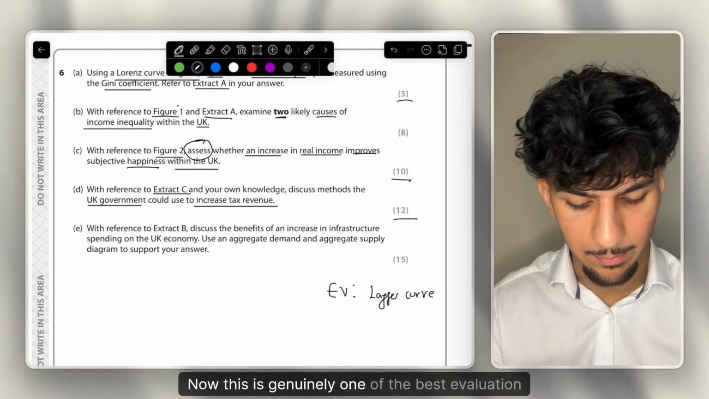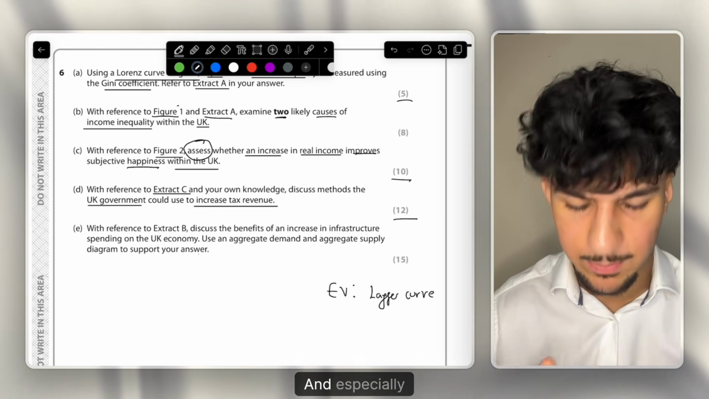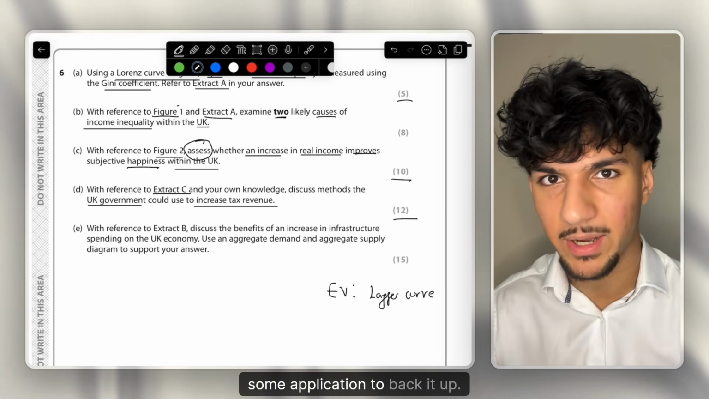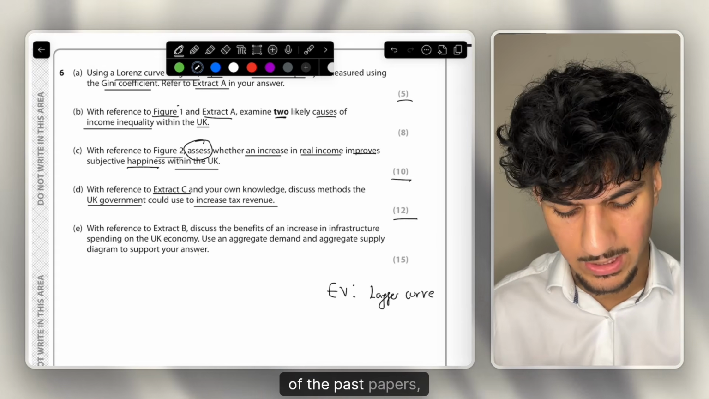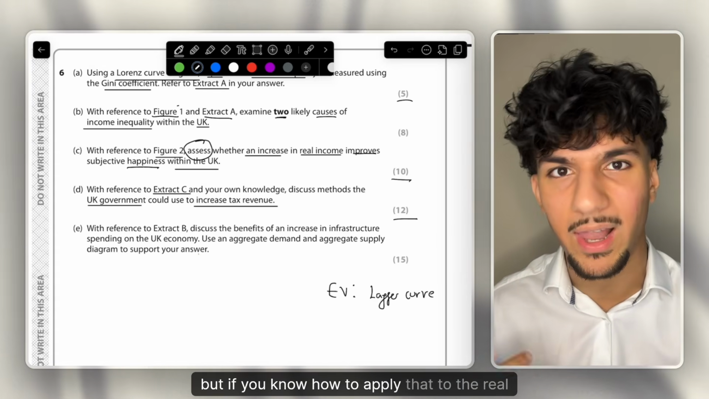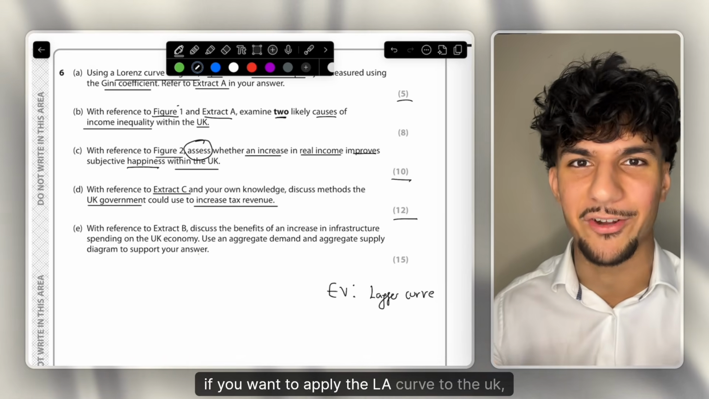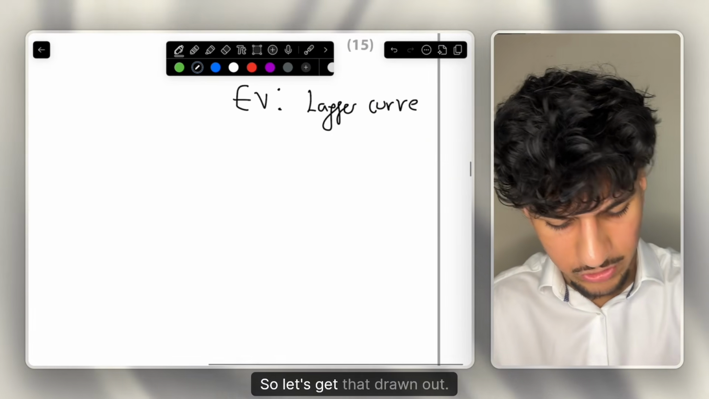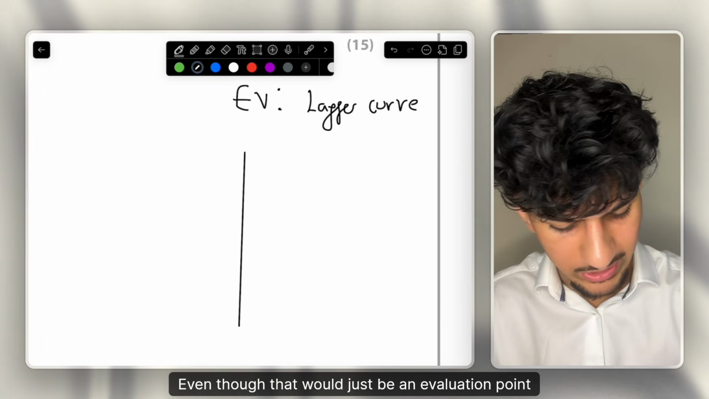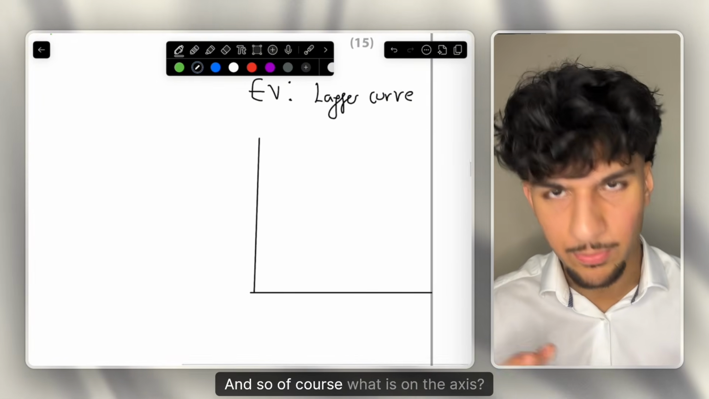Now, this is genuinely one of the best evaluation points, definitely up there as an A-star evaluation point, and especially if you know some application to back it up. I think I might have taught it once before in one of the past papers, but if you know how to apply the Laffer curve to the UK, you can really pick up some top marks. So let's get that drawn out. Even though that would just be an evaluation point in this paragraph, it is still an absolute killer diagram. So of course, what is on the axis?